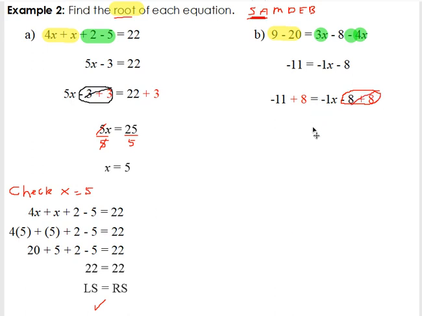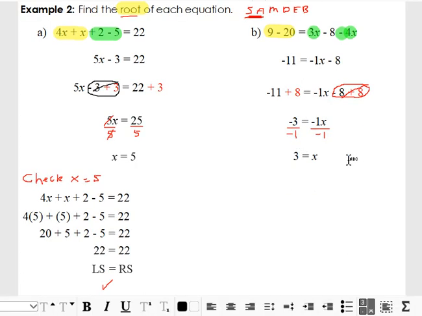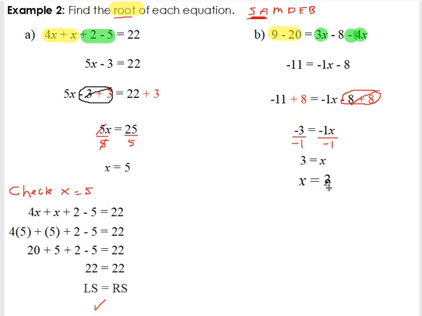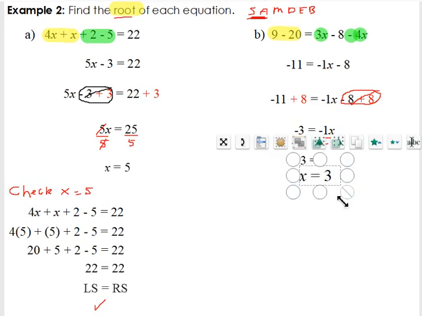On the left side, we get something like negative 3 equals negative 1x. It looks like it's almost done, doesn't it? But remember, we don't want negative x, or negative 1x. We want positive x. So we're going to have to get rid of that multiplying negative 1 by dividing each side by negative 1. Negative 3 divided by negative 1 is just positive 3. So you could have 3 equals x, or you might say x equals 3. It's the same thing. Some people might like to see it like that, and that's okay too.